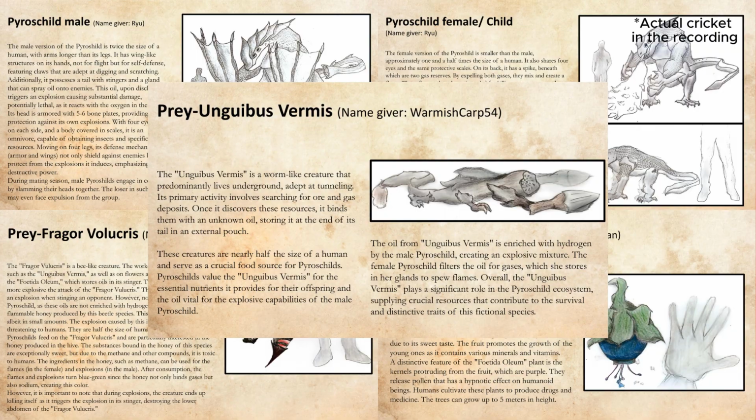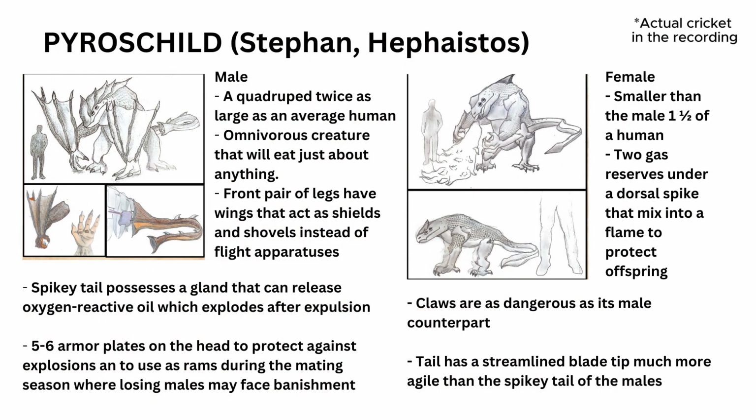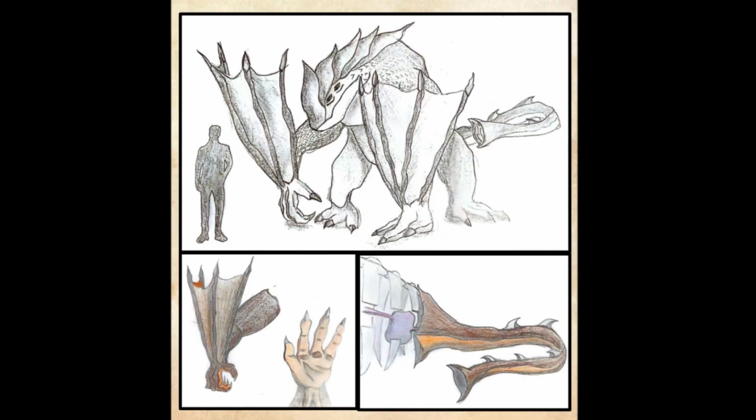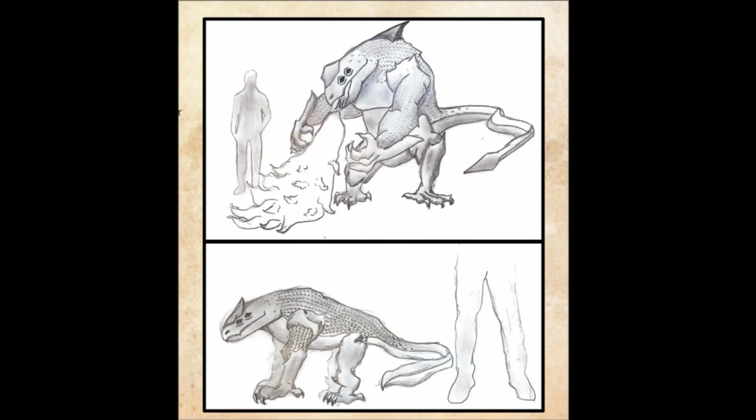But the main focus of this entry is the omnivorous Pyrus child, with males twice as large as an average human, possessing 2 pairs of eyes, shield-like wings not used for flight, a spiky tail releasing oil that combusts when in contact with oxygen, and 5 to 6 cranial plates used in mating rituals. Females are much smaller and have 2 gas reserves under a dorsal spike that mix into a flame and a more agile blade-tipped tail compared to their male counterpart.